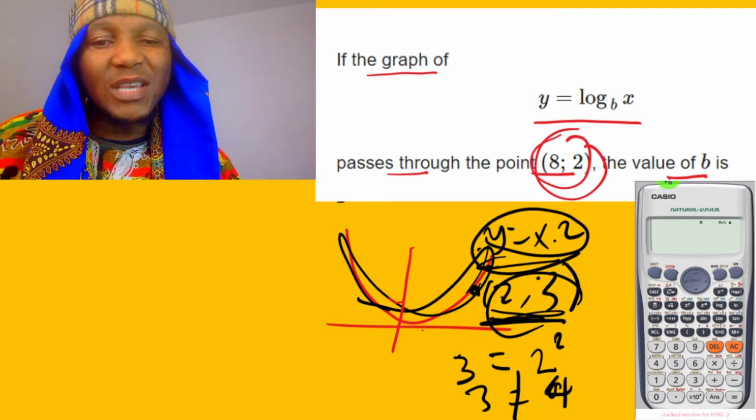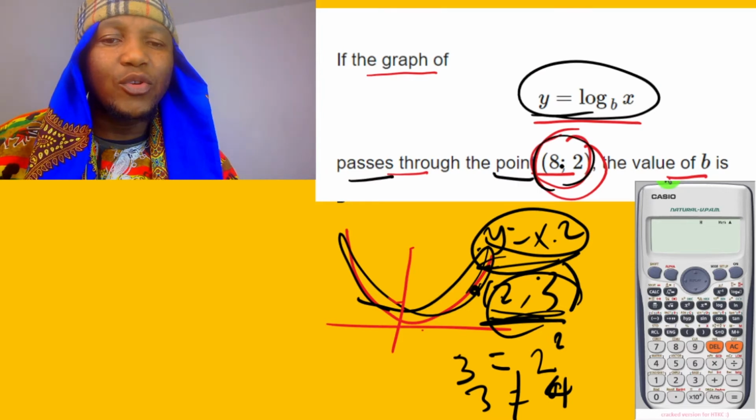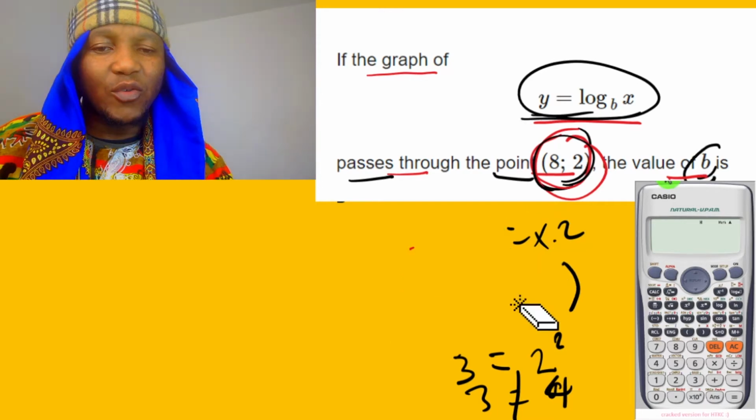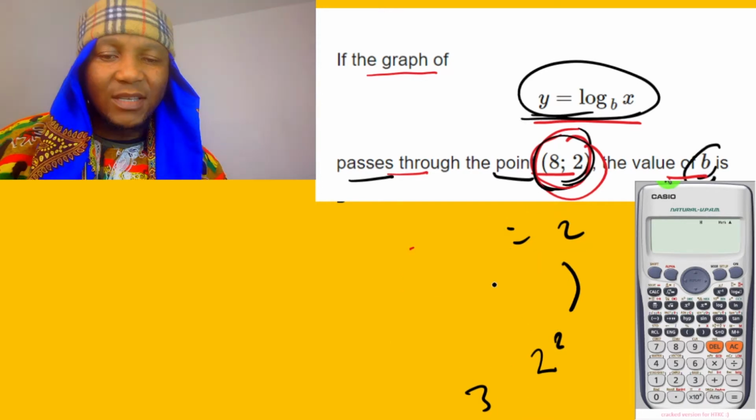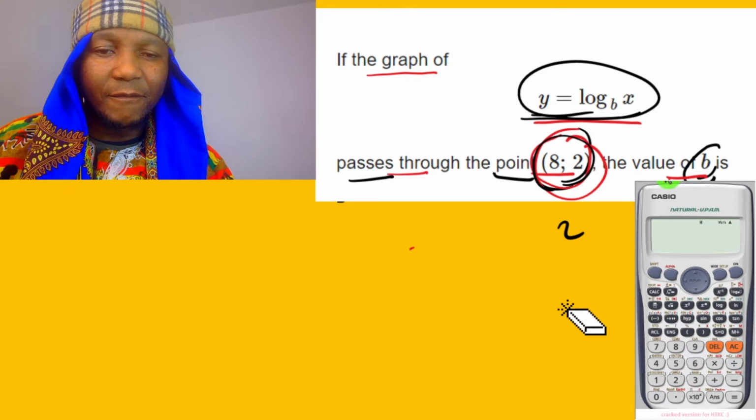For this case, they say you have your graph, but this is a logarithm graph. They say this point passes through this graph, but now you have to find the value of b. So how are you going to get the value of b? It's very, very easy. Let me show you quickly.